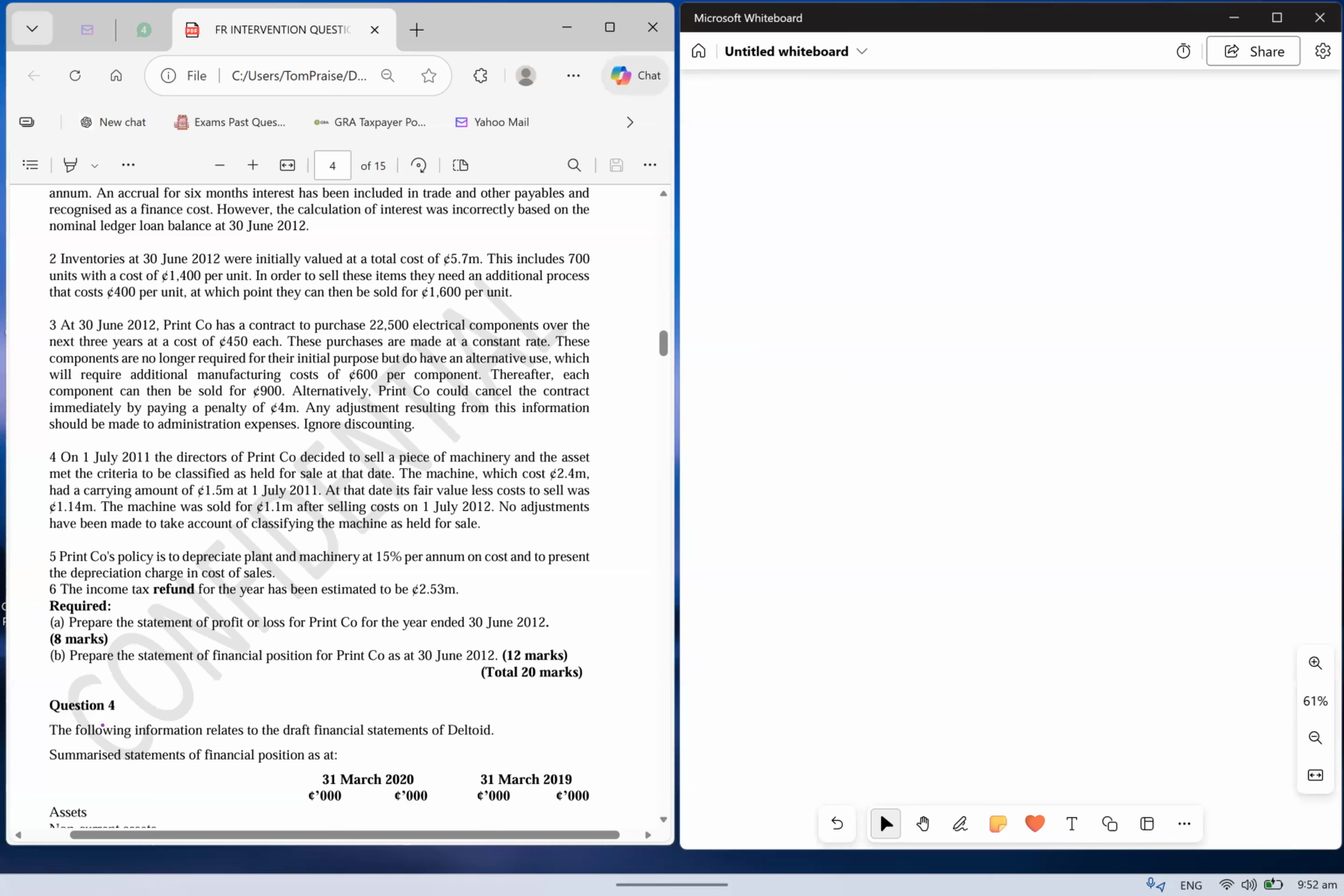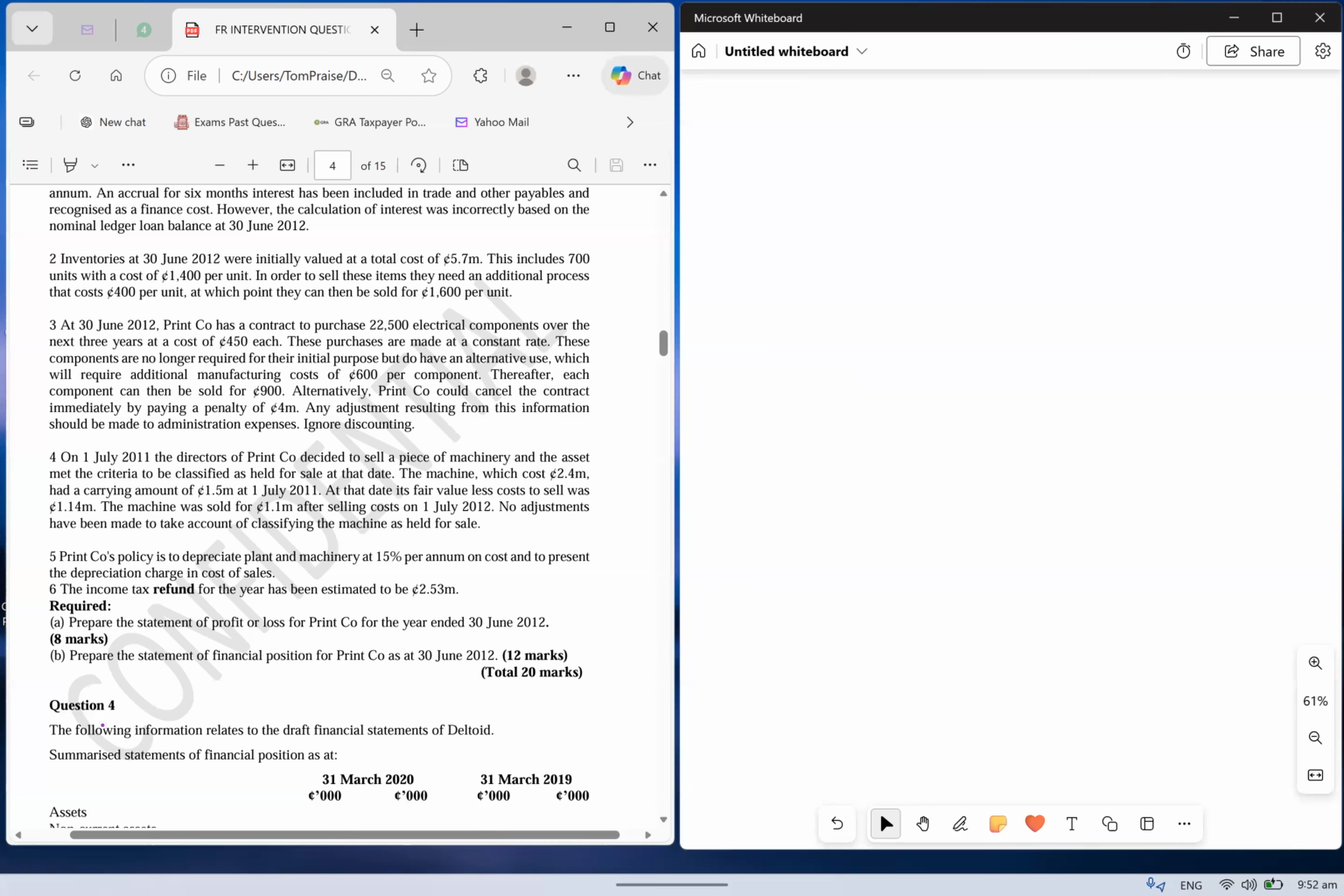Now, Printco has a policy to depreciate machinery 15% and to present the depreciation charge in the cost of sales. The tax income or the income tax refund estimated for the year is 2.53. This is a refund. This is not a liability. Take note of that. You have to prepare P&L. And so this is what we do in this type of question.